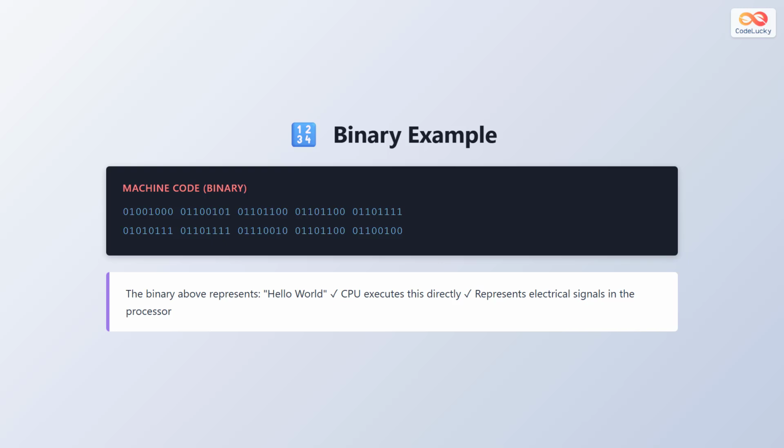Here's an example of binary code representing the text "Hello World." Each sequence of 8 binary digits, called a byte, represents a single character. The first byte, 01001000, represents the letter H, the second byte, 01100101, represents the letter E, and so on through all the letters. While this is what the computer actually processes, it's clearly not easy for humans to read and write.